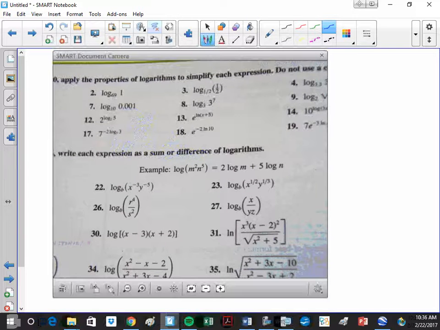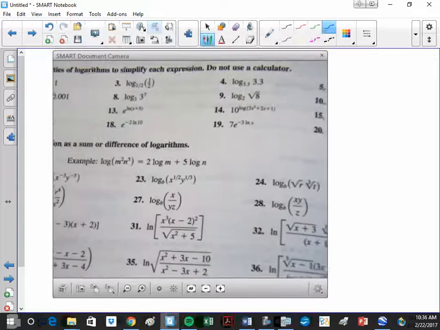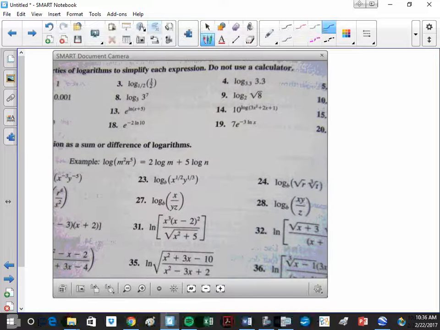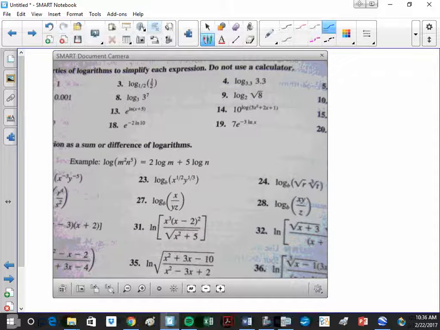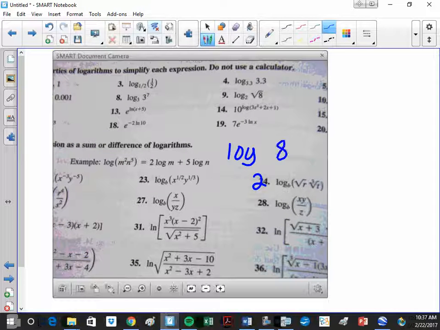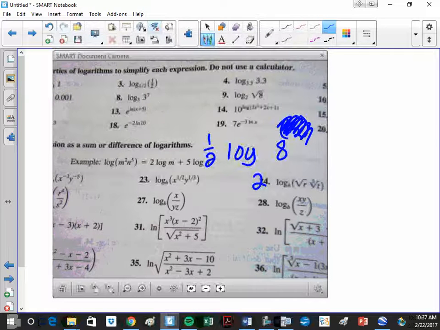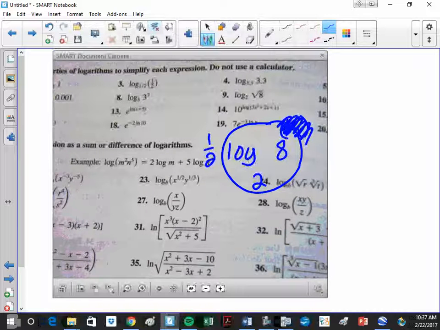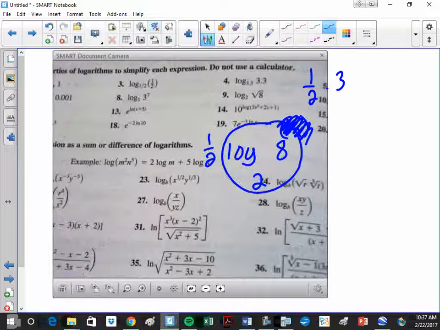Okay, 9. What is the exponent on 8? Not 2, 1 half. So it's saying log base 2 of 8 to the 1 half. What can I do with the 1 half? Put it out front. Okay. And then 2 to what power is 8? 3. So this is the number 3. So 1 half times 3 is 3 halves.